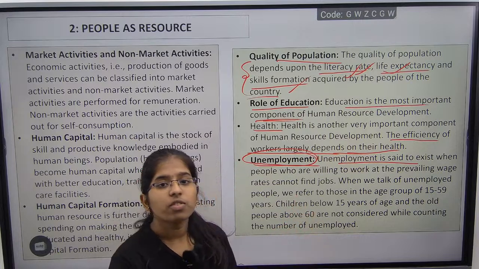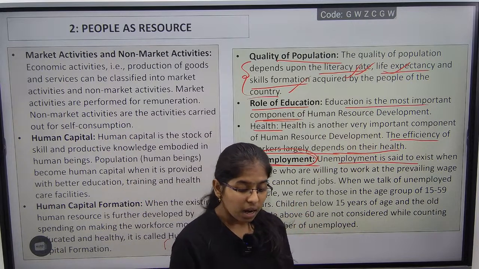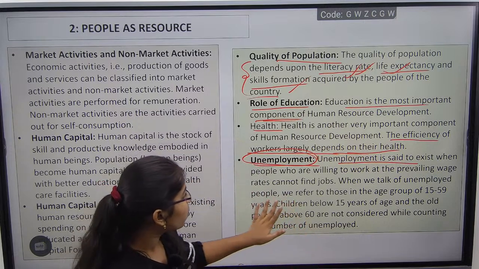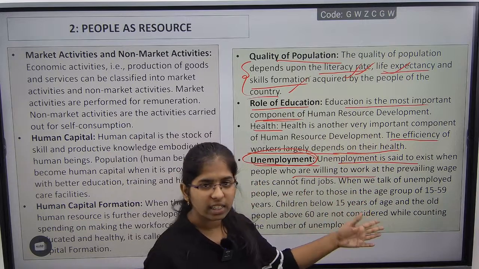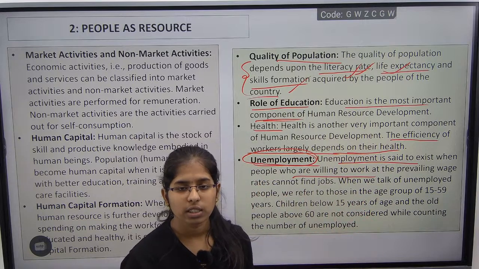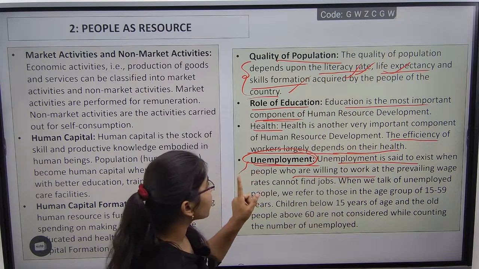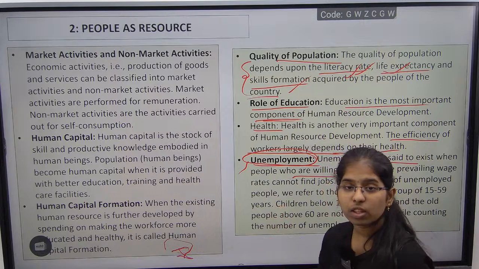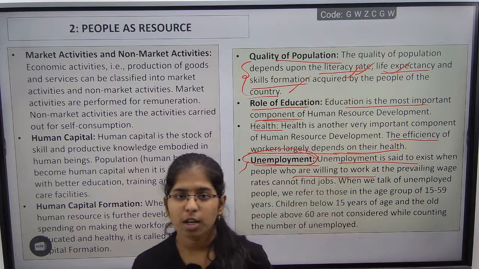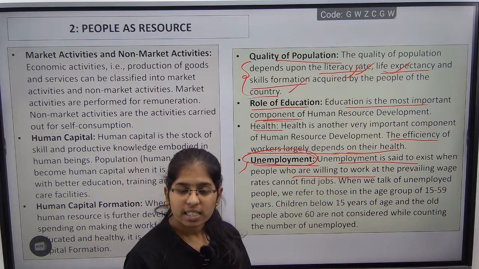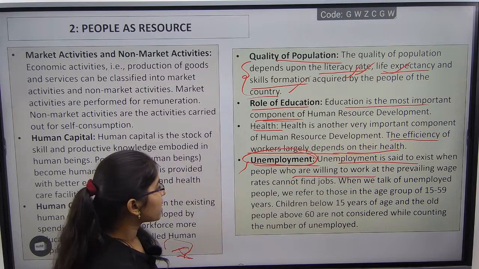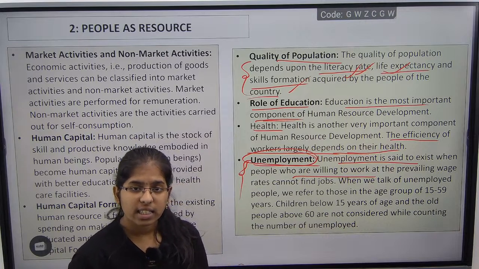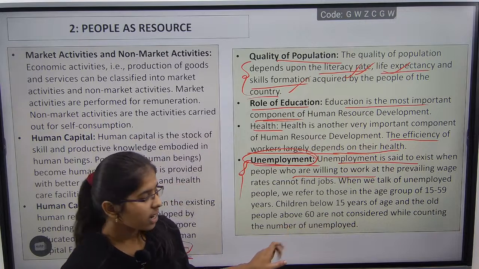That means people are willing to work at the prevailing wage, but they are not getting opportunity. Then only will we consider that as unemployment. Till then we do not consider that as unemployment. If the people are not willing, that is not unemployment. But if people are willing at the existing wage rate, then only we consider it unemployment. They are willing to work at the existing rate, but opportunities are not there. This is called the unemployment rate.